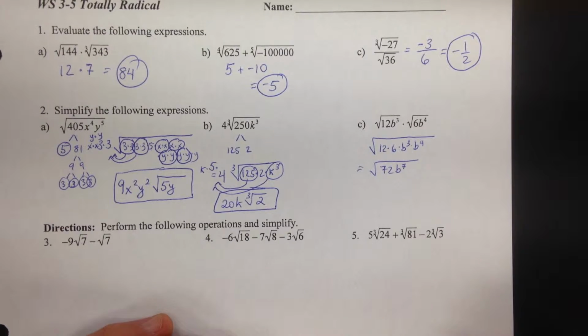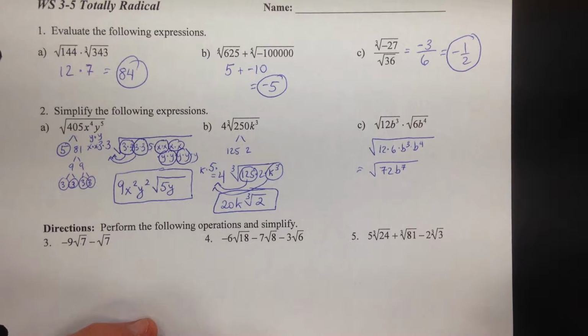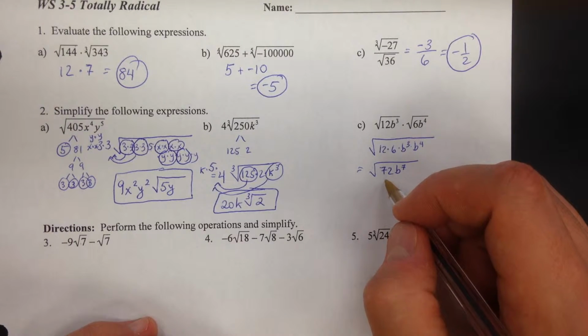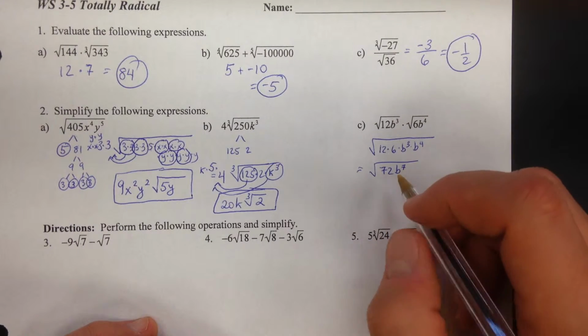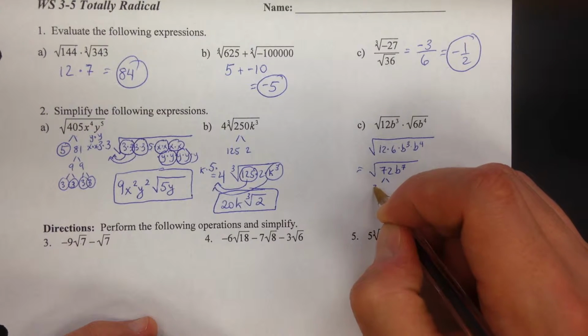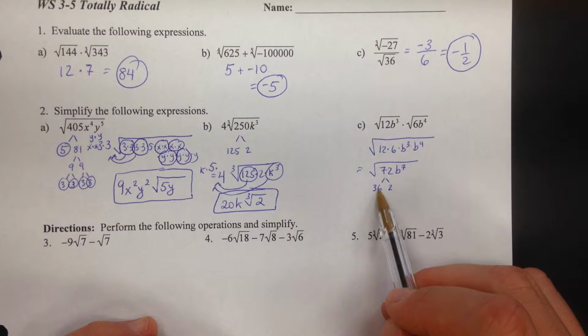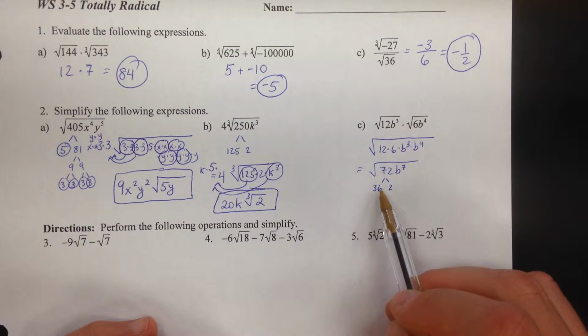All right, now, again, we're looking for numbers that are perfect squares. So you might say, you know what, 9 times 8, that would be good. But actually, there's a bigger number than 9. You can think of 72 as 36 times 2. The square root of 36 is 6. So right here, I'm going to stop.